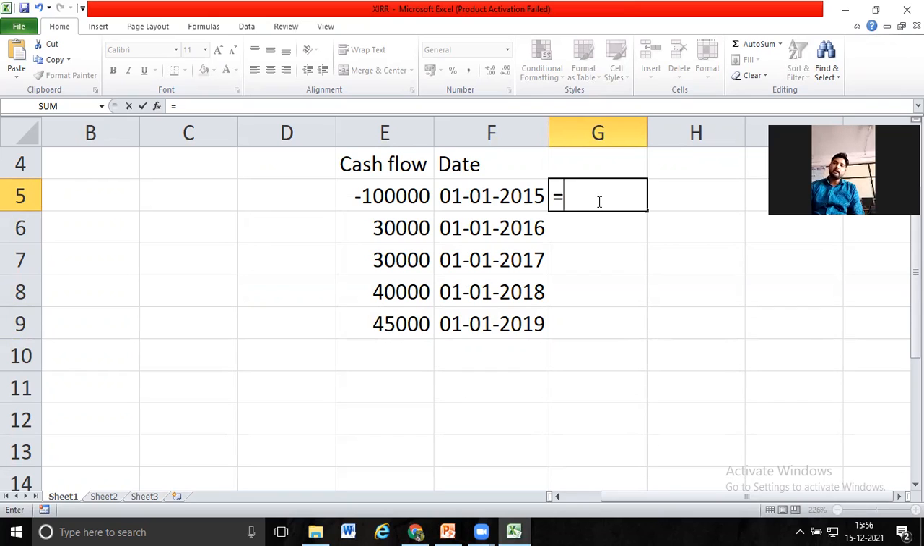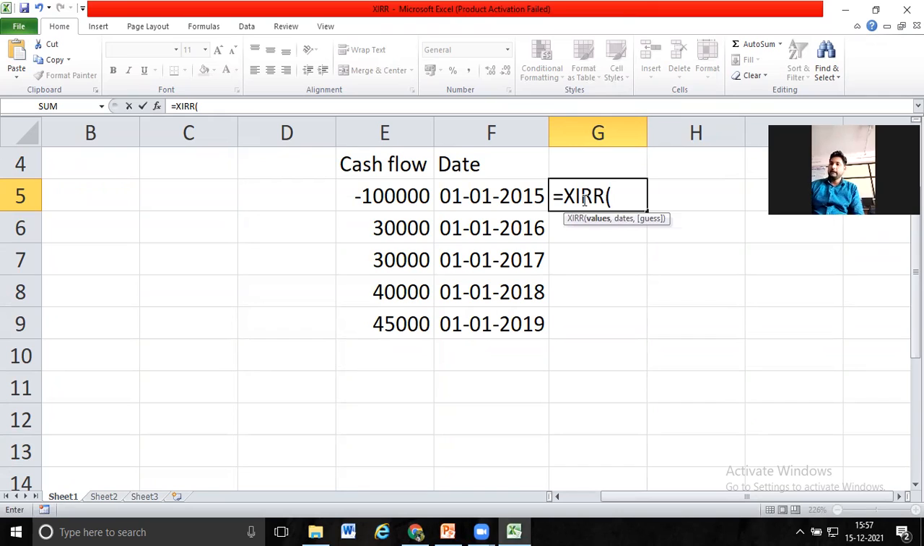For the calculation of internal rate of return, which function do we require? That function name is XIRR. It is already suggested here, that is nothing but XIRR or XNPV. So I have to calculate the XIRR. Then you have to provide the bracket.